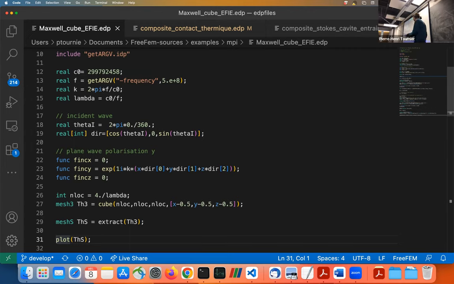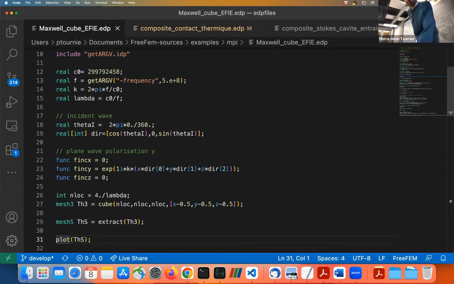The size of meshes depends on the lambda coefficients. For example, you need to have a number of points per element, or number of terms per wavelength. And as you want to do some surfaces, you want to have the FE equation. You want to extract the surface mesh of the cube.